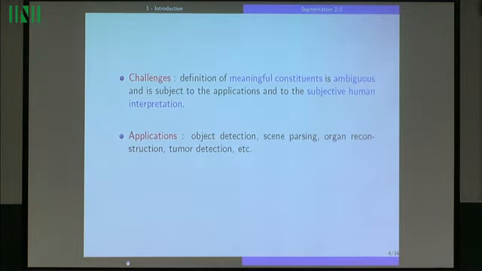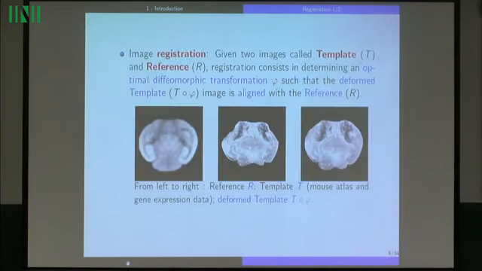Well, this is not an easy task because the definition of a meaningful constituent is ambiguous, and it's also subject to human interpretation, and therefore different human beings can have different opinions on what should be an object inside an image. So this makes this task very difficult. However, it has many applications, such as object detection, scene parsing, organ reconstruction, tumor detection, and so on. So it's a very useful tool.